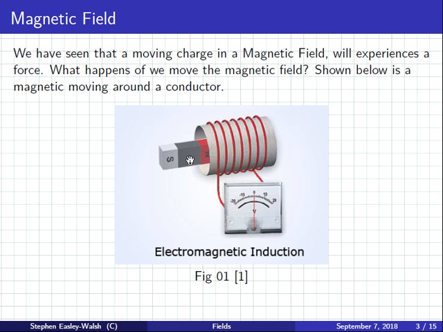So if you move a magnetic field around some conductor, like a copper wire, you'll actually make a current, a voltage in the copper wire. This is called electromagnetic induction. Now this is very, very important because this is the physics idea that lets us make electricity.